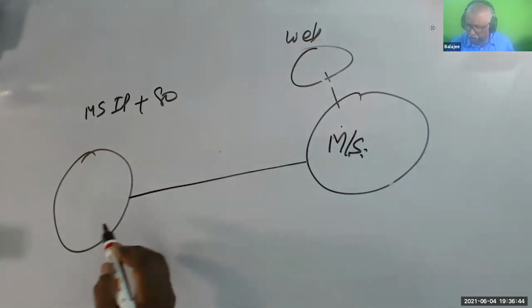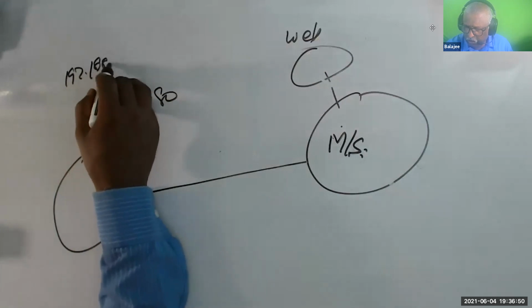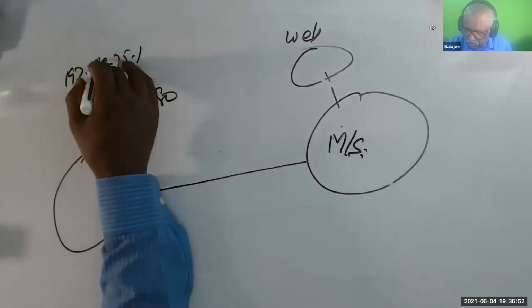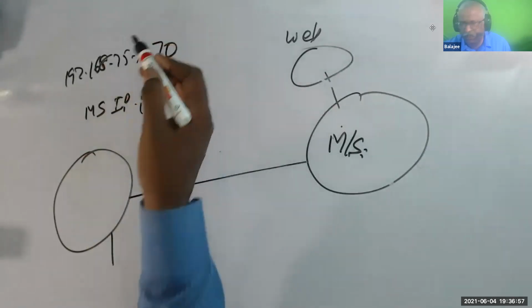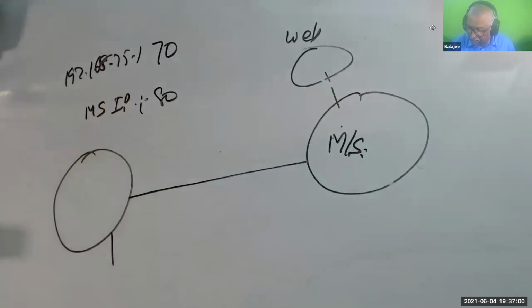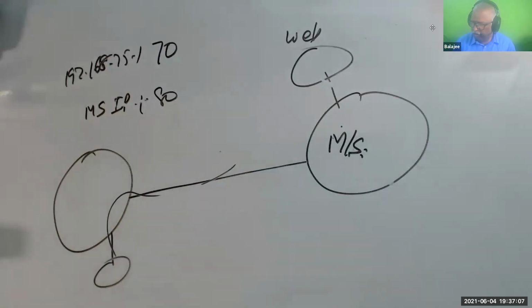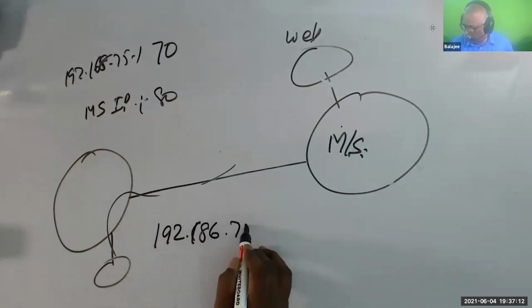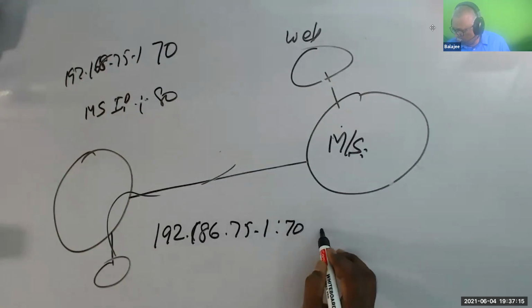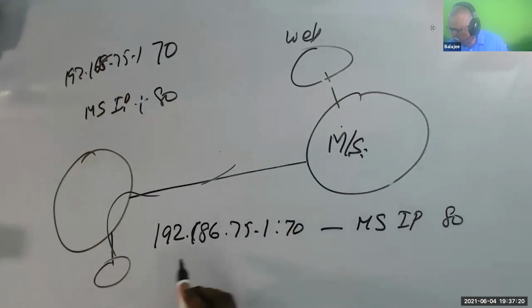Then your computer address. My computer address is 192.168.75.1. Then my port address is, let's say, 70, assume. Till I close my browser, this connection will be there. So this one, 192.168.75.1 at 70, to the Microsoft IP with 80.